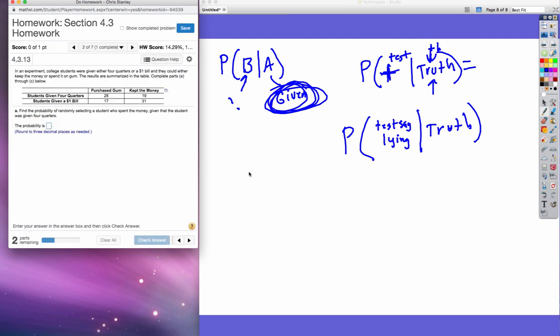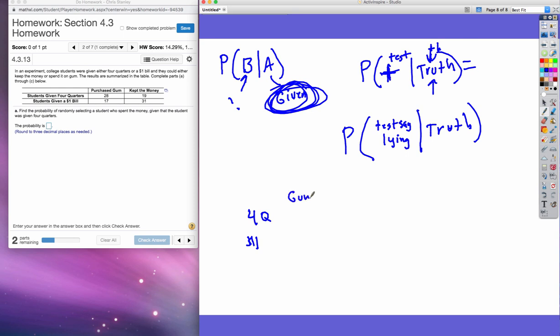Okay, now find the probability of the student spent given that the student is given 4 quarters. Okay, so I'm going to add all these numbers up to figure out how many you have in total. So 4 quarters, they're given $1.